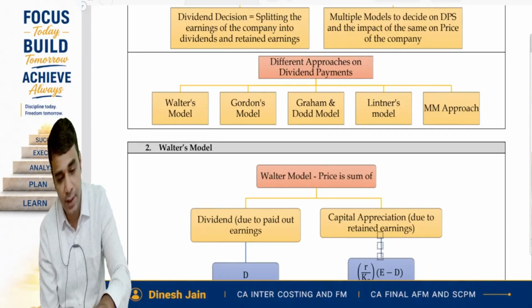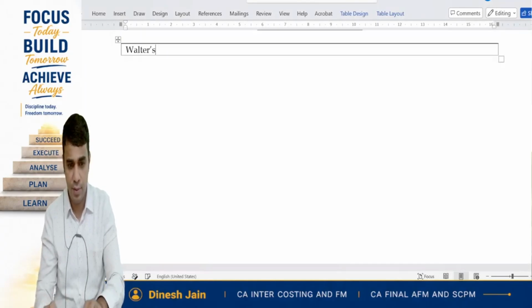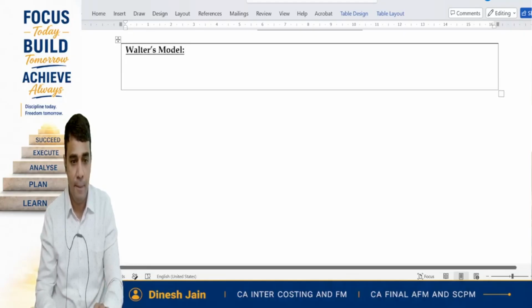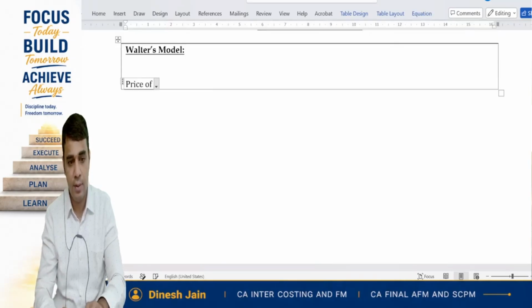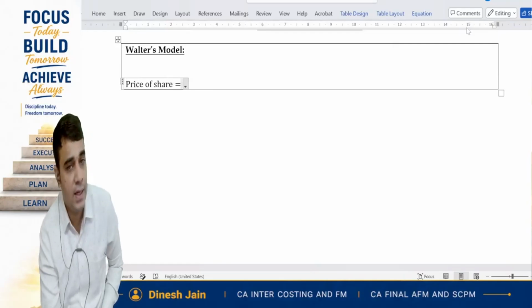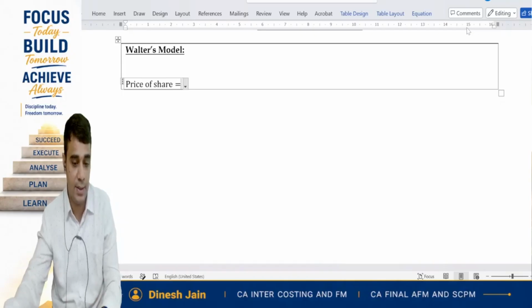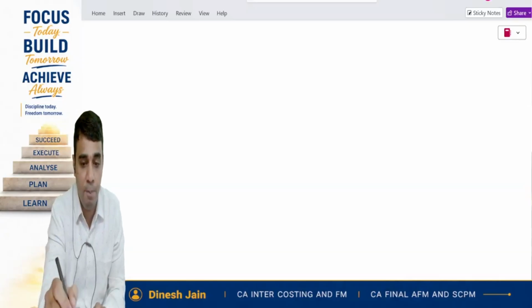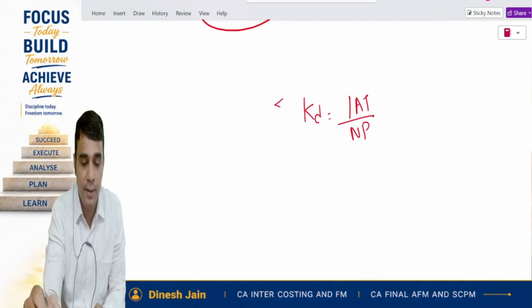In the context of that, we have the first model, which is Walter's model. Now Walter's model basically said the price of a share is a combination of two things. Tell me the formula of cost of irredeemable debt. Cost of irredeemable debt: interest after tax divided by net proceeds. So this was the formula, KD equal to interest divided by net proceeds.